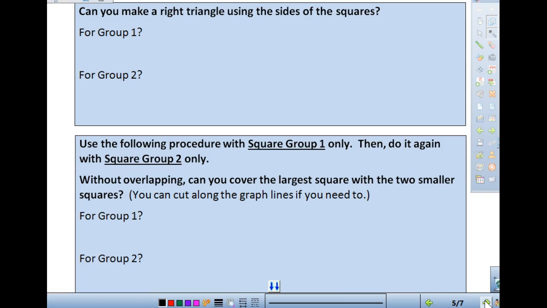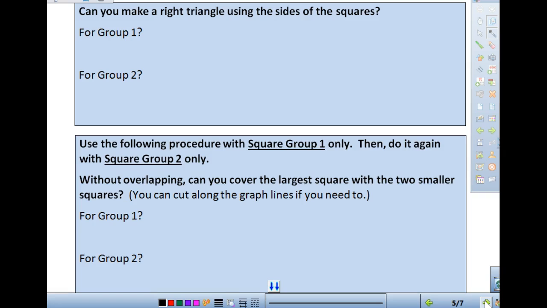So I am looking at these 3 squares, and this is what it says on the top of the next page of your notes. So turn to that next page in your notes, because we got to write a few things down as we do today. And it says this: can you make a right triangle with sides of the square for group 1 and for group 2? So I want you to use group 1 first.